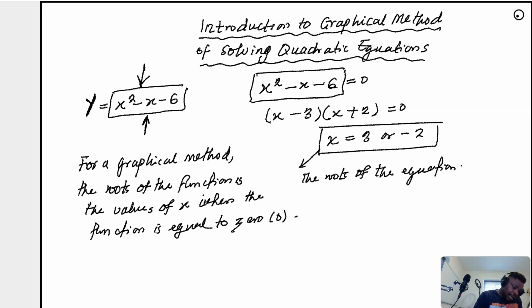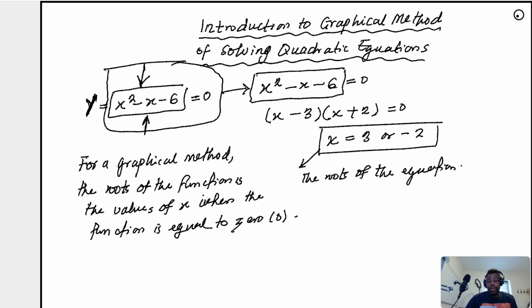You can see here that x squared minus x minus 6 is equal to 0, and I was able to get x equals 3 or x equals minus 2, which is the root of the equation. So when the function is equal to 0, when y is equal to 0, then you can get the root of the equation. So the root of the function is when the function is equal to 0 for a particular value of the given variable x.